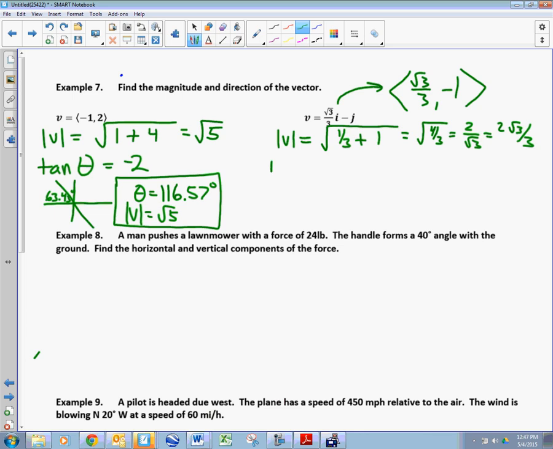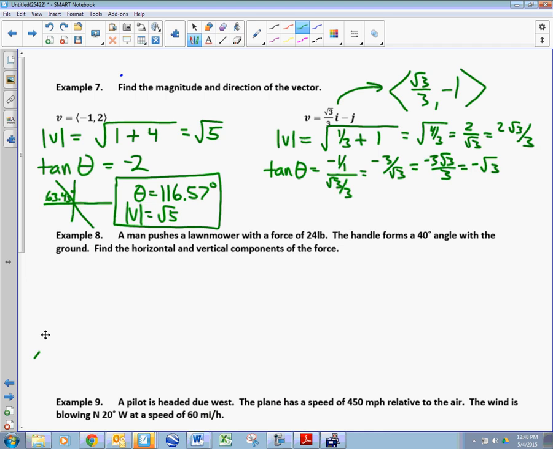I set up tangent of theta is equal to b, which is negative 1, over 1 divided by root of 3 over 3. Multiply by the reciprocal, and I get negative 3 over the root of 3, or negative 3 roots of 3 over 3, negative root of 3.